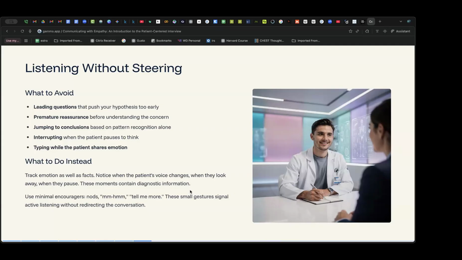And then you start to type on your computer while the patient is sharing an emotion. When somebody is sharing an emotion, stop typing. Look at them dead in the eye, or grab their hand, or put your hand on their knee.